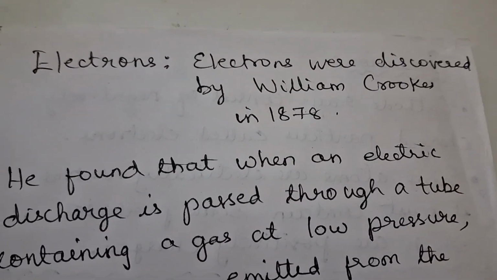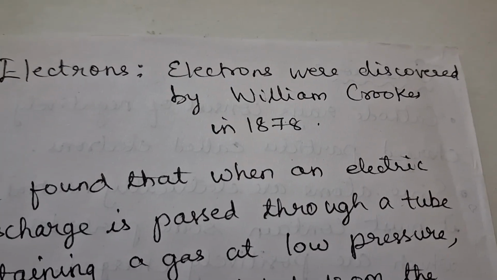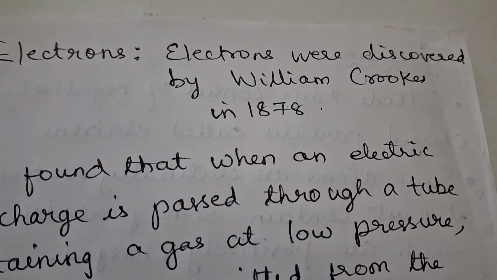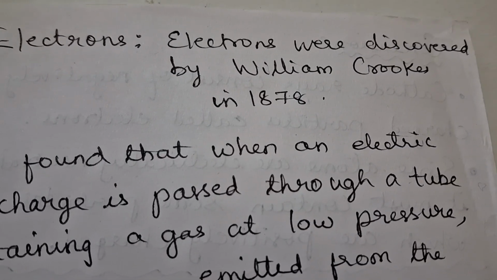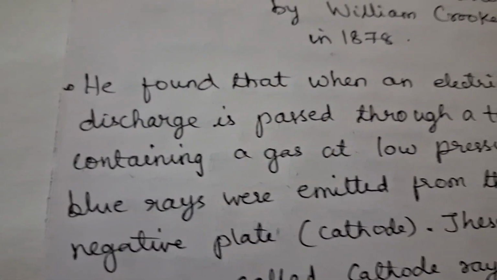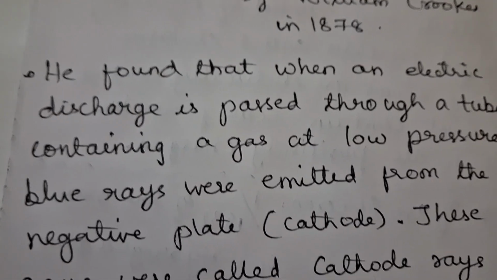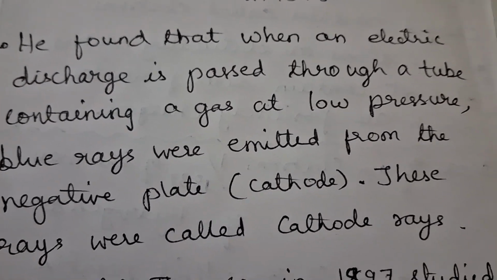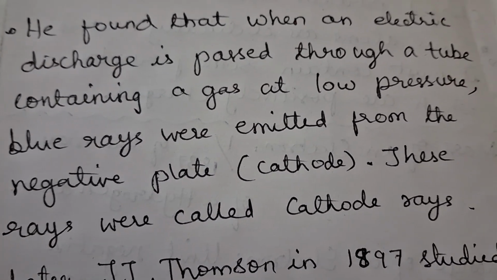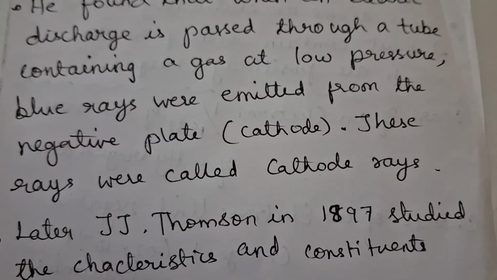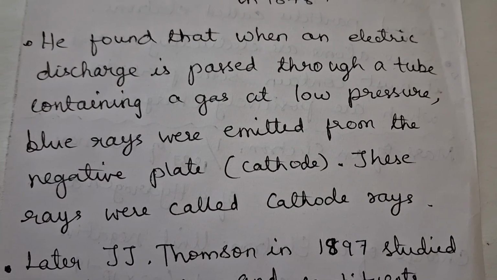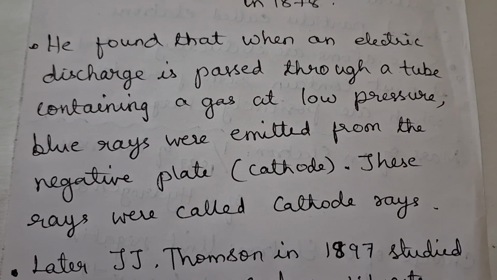The next is the discovery of electrons. Electrons were discovered by William Crookes in 1878. He found that when an electric discharge is passed through a tube containing gas at low pressure, blue rays were emitted from the negative plate, that is the cathode. These rays were called cathode rays.